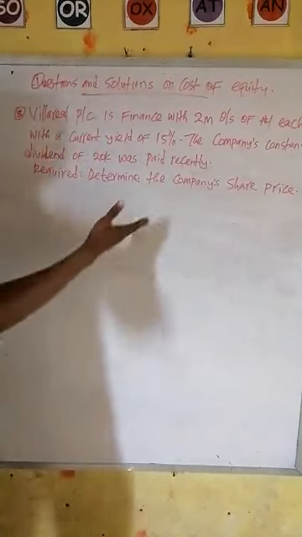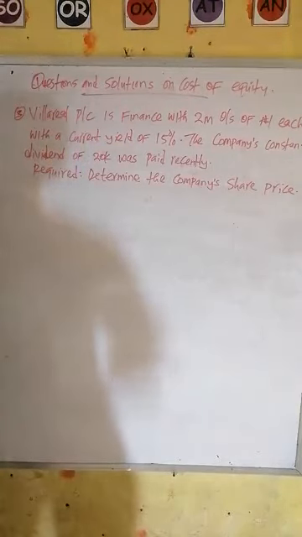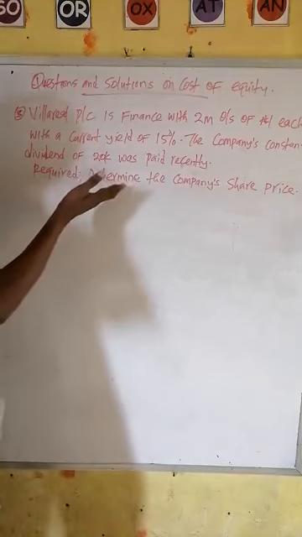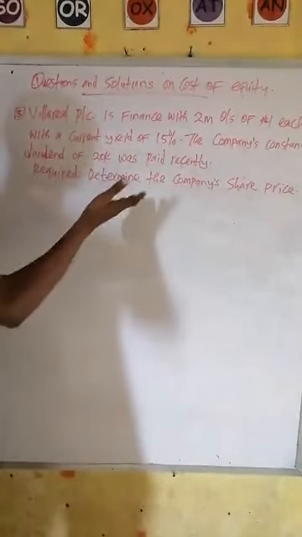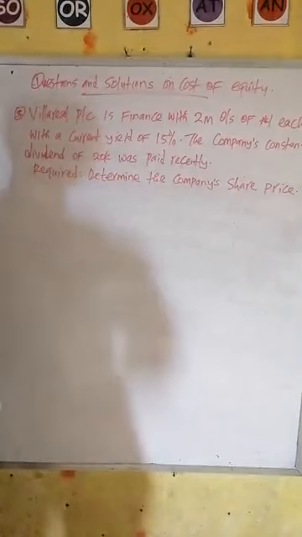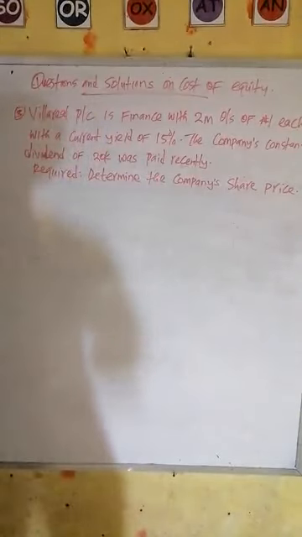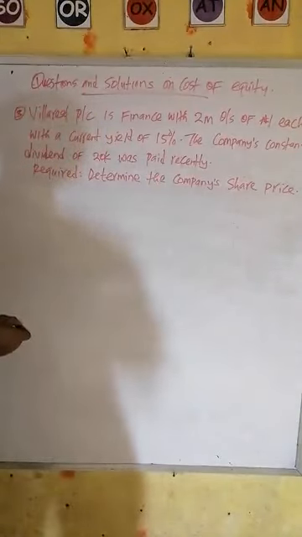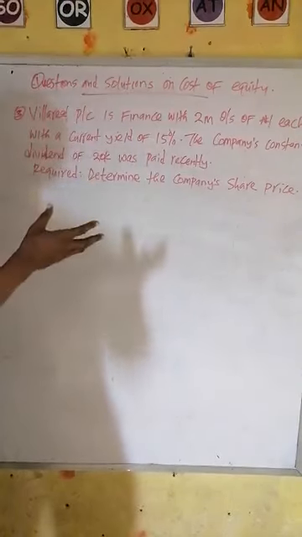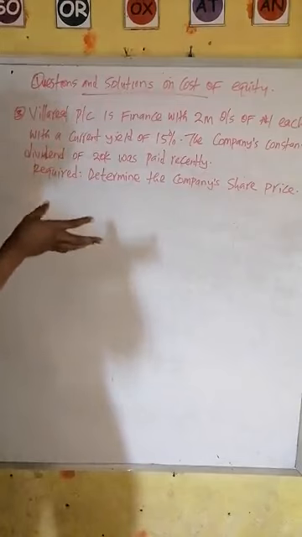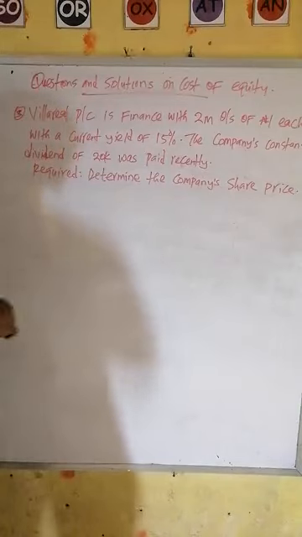Now, the first step in solving any question at all is to know what you have to calculate. Here we are told to determine the company's share price. What is the meaning of the company's share price? It means that you have to compute the company's market value. In that wise, I always advise my students, no matter how lengthy a question is, if you are able to break it down and summarize the question, it is partly solved.